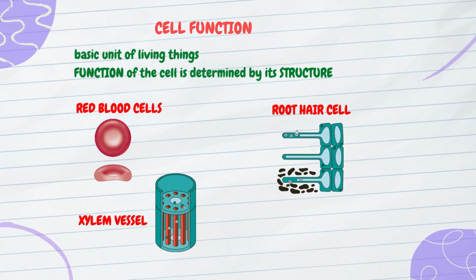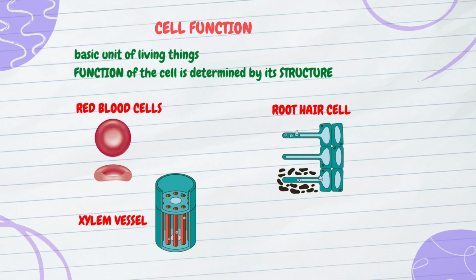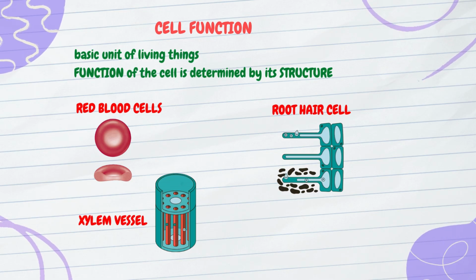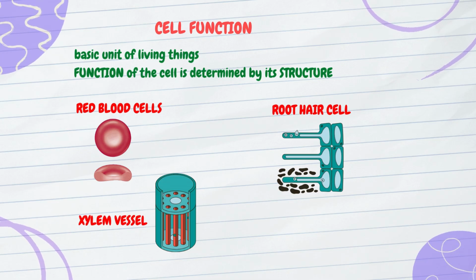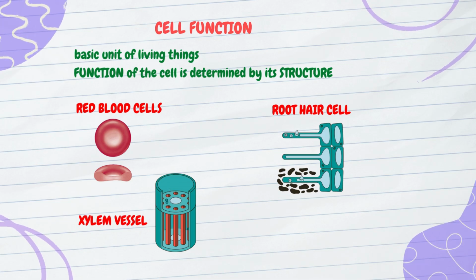In biology, form defines function. A simple structural tweak in a cell can mean the difference between carrying life's oxygen or standing tall as a tree. Now that you understand how a cell's structure determines its function, in the next video, we'll explore the animal and plant cell with their organelles.